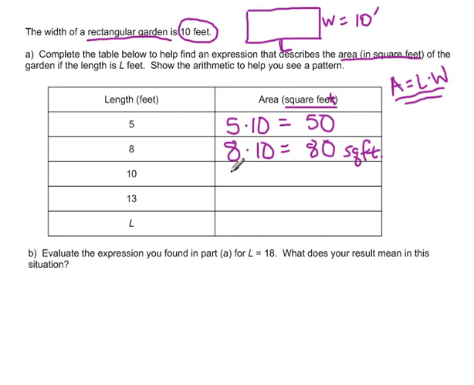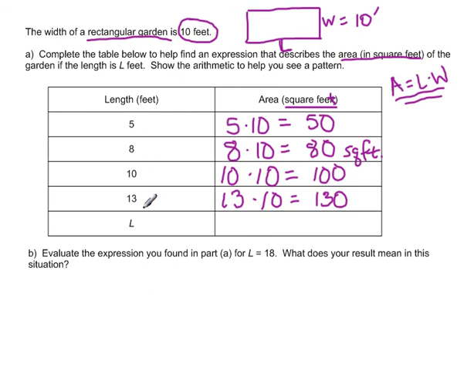If the length is 10 feet, well, the length is 10 times the width, which would also be 10. So notice that this would give us a square garden, and a square is a particular kind of rectangle. 10 times 10 would be 100 square feet. Now our garden's getting even bigger. We've changed the length to 13. Our width is still 10, so that would give us 130 square feet for our area in that case.